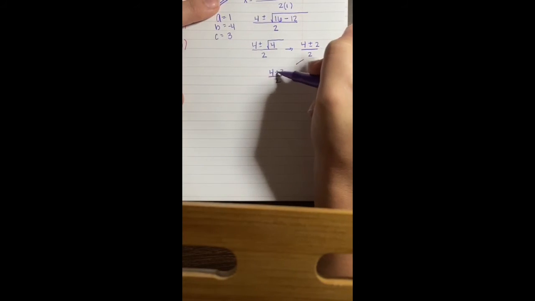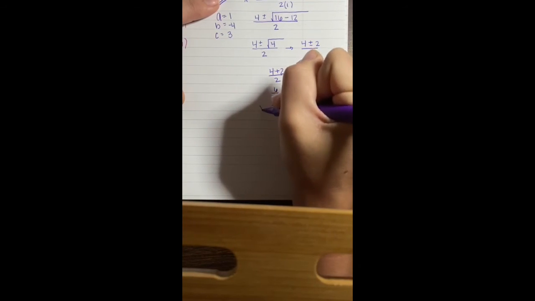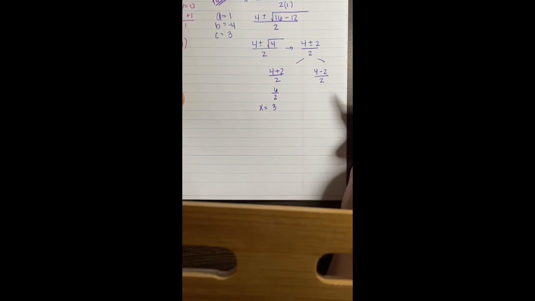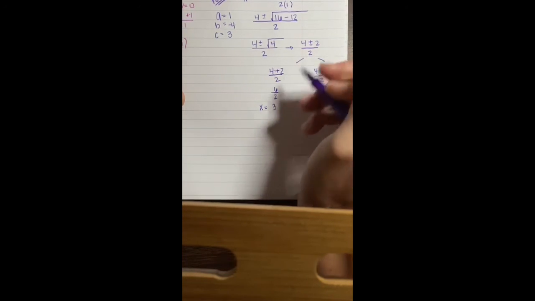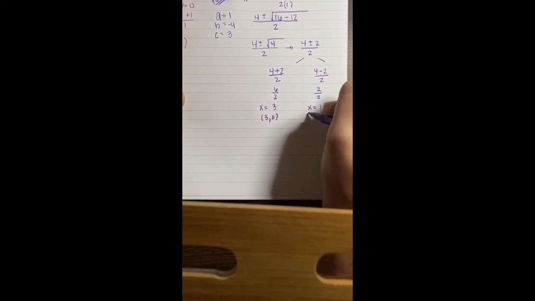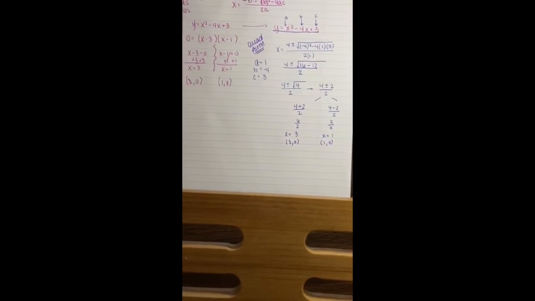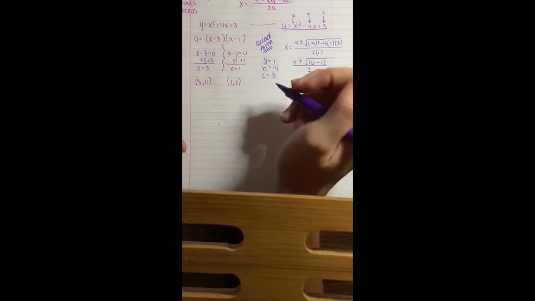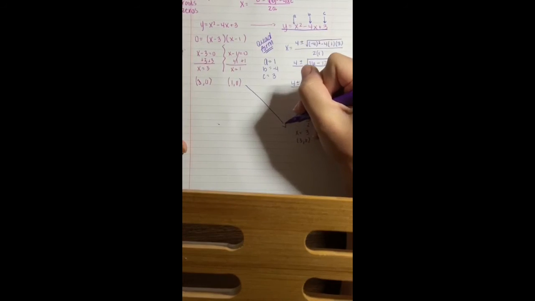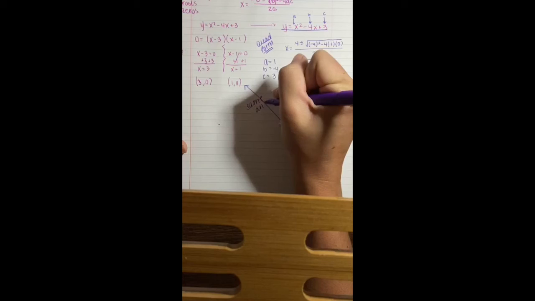In this, 4 plus 2 is 6. 6 divided by 2 is 3. So that tells me that one of my x values is 3. I have 4 minus 2, which gives me 2, divided by 2, giving me my other x as 1. This gives me 3, 0. This gives me 1, 0. And if we take a look back at our original problem here, when we factored this, we ended up with the same exact answers. Okay, you should get the same answers.